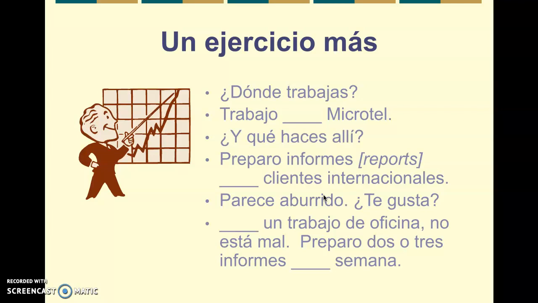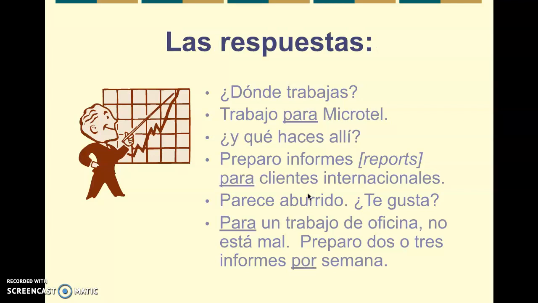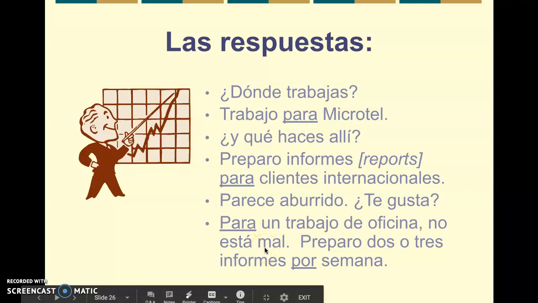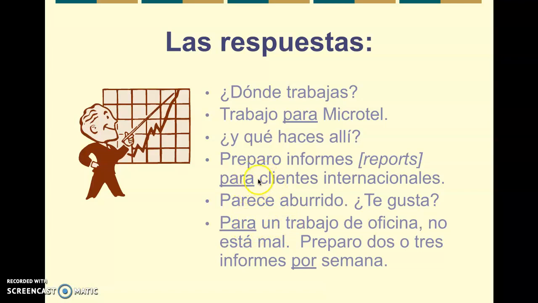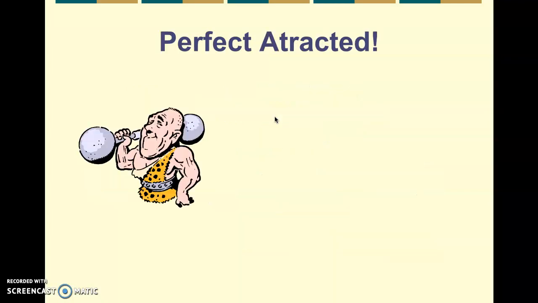¿Dónde trabajas? Trabajo. Toma un momentito. ¿Qué haces aquí? Preparo informes. Momentito. Que deben tener trabajo para microhotel. ¿Y qué haces allí? Preparo informes para clientes internacionales. Parece aburrido. ¿Te gusta? Para un trabajo de oficina no está mal. Preparo 2 o 3 informes por semana. So time, employment, recipient, employment. ¿Sí? Ok.